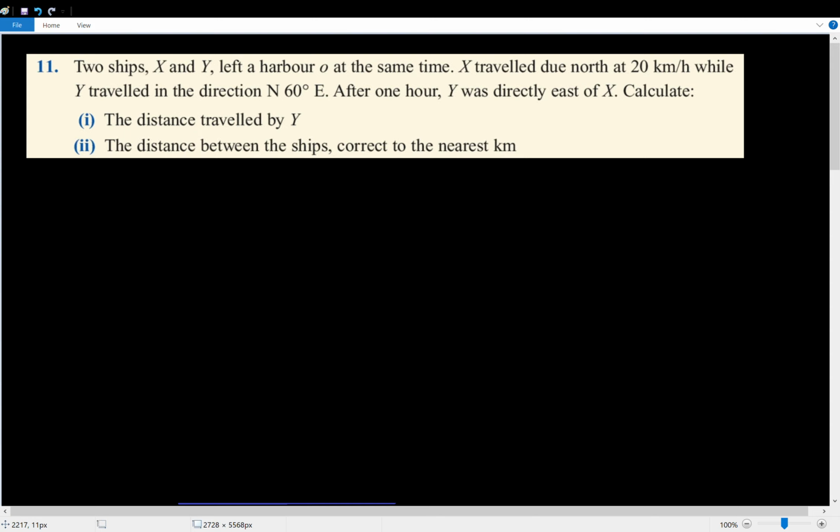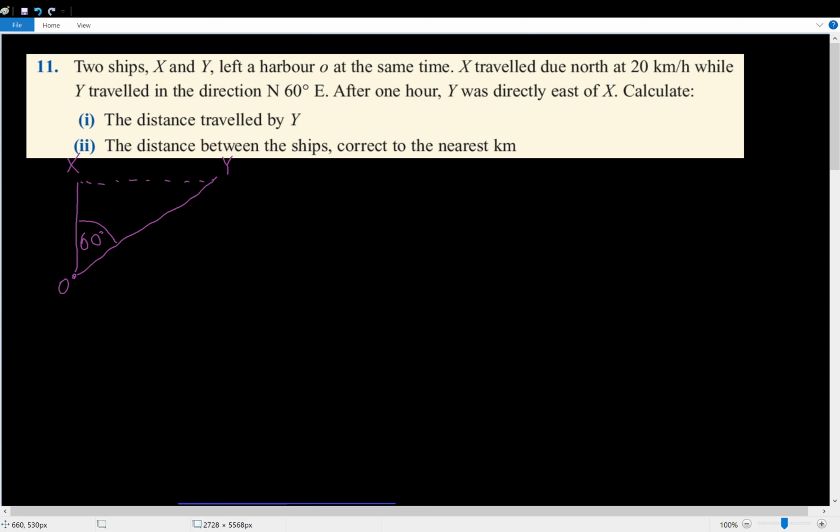Okay, so we're going to need to draw a diagram to start off with for this. So we start off with our harbour, which we'll mark as O. Now X travelled due north, so it went straight up like that. So we got X just there. Whereas Y travelled north 60 degrees east. So it travelled off in this direction here, forming an angle of 60 degrees just there.